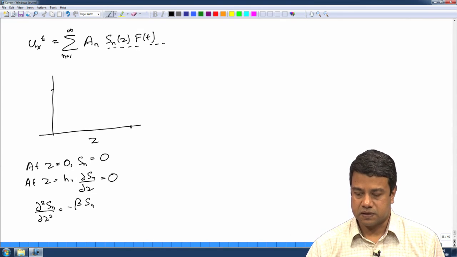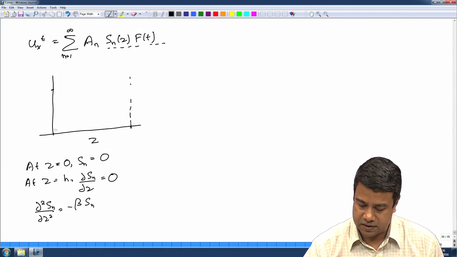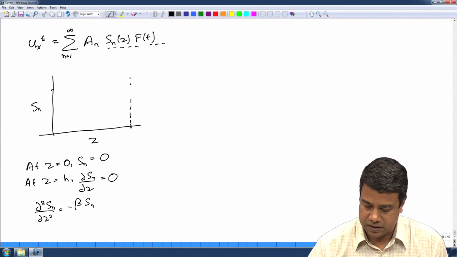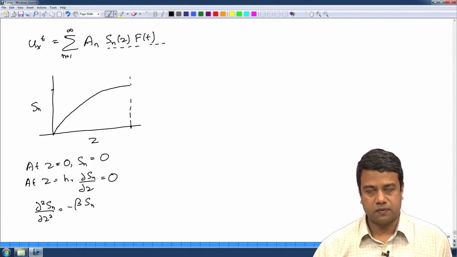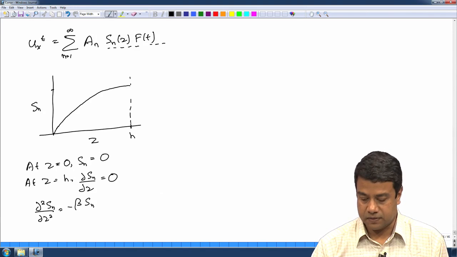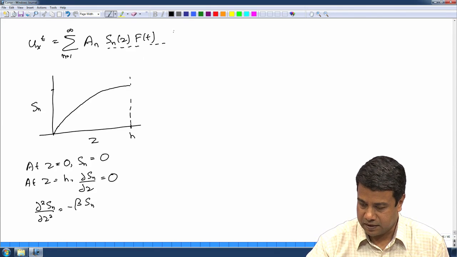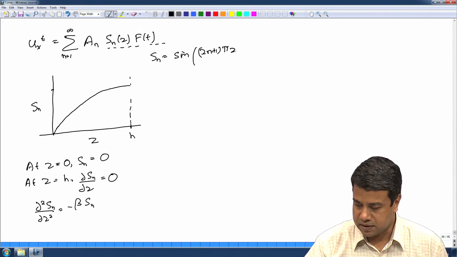What about sine functions? We have to choose sine functions in such a way that the sine function has 0 value at z is equal to 0 and it has 0 slope at z is equal to h. It has to have 0 slope at z is equal to h. The sine functions that satisfy this are of the form S n is equal to sine of 2n plus 1 pi z by h.